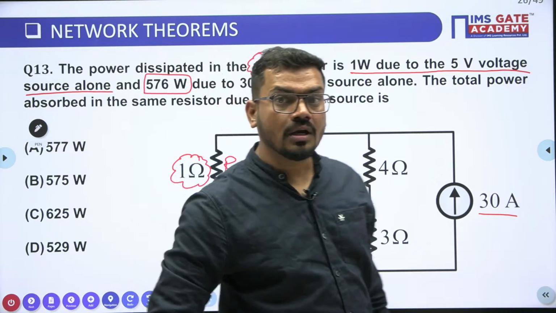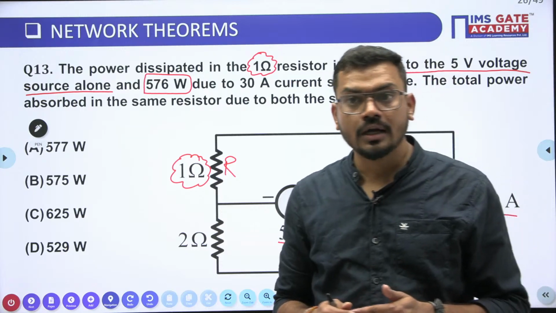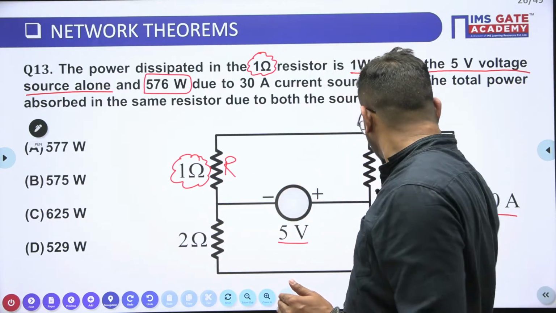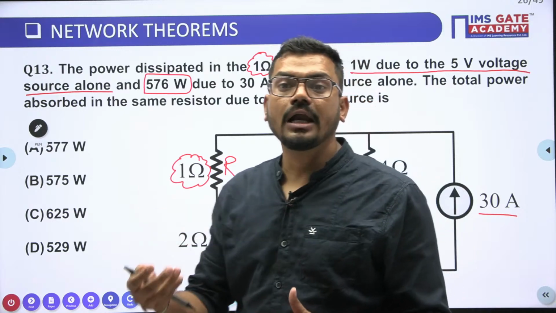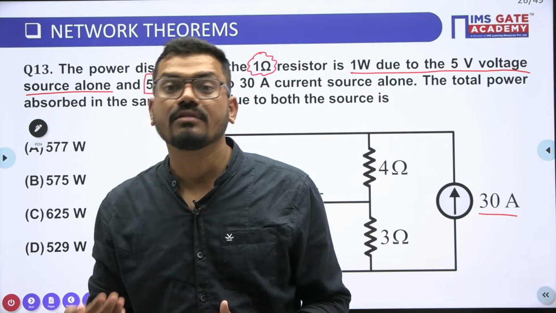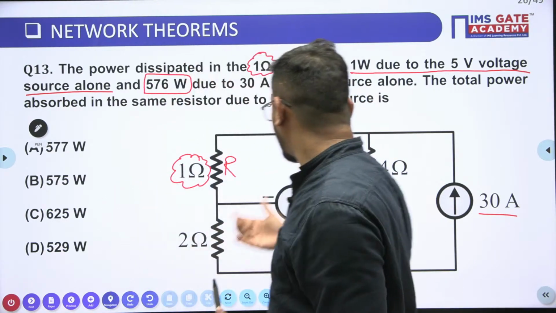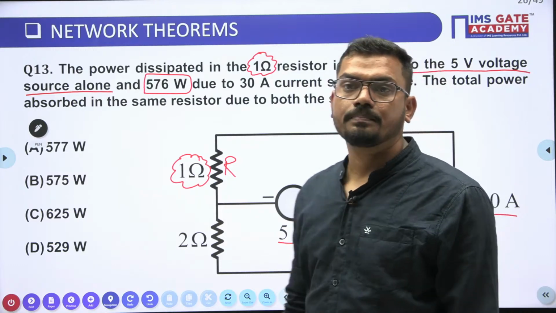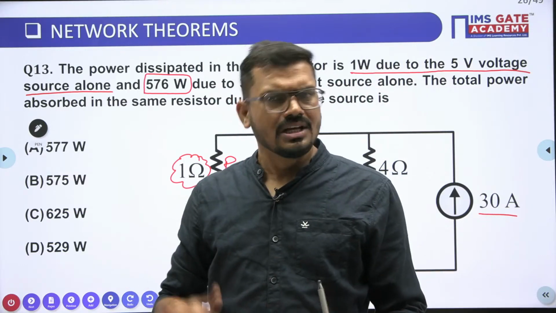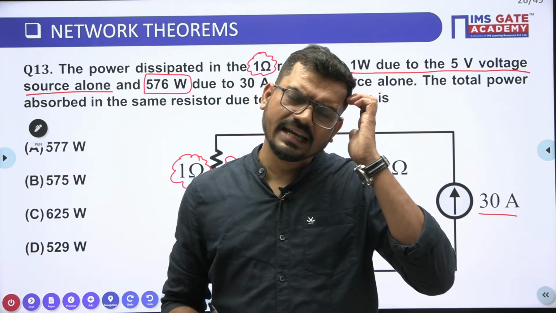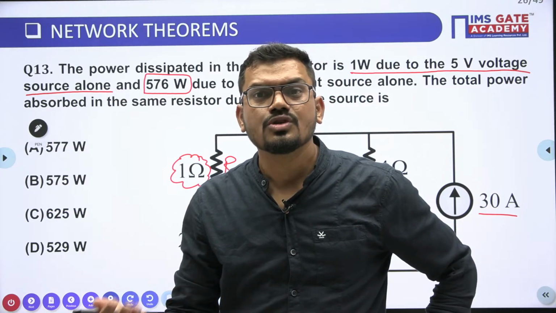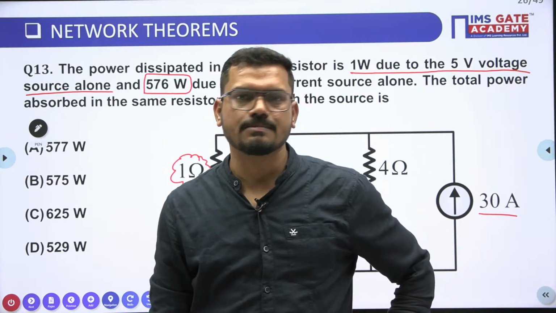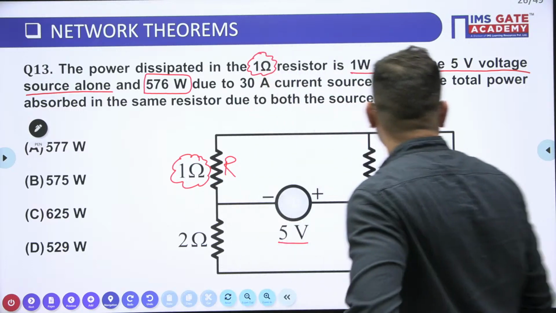in the same resistor due to both the sources is... What is the question? So again, the question is: when these two sources are acting simultaneously, just tell me the value of the power across this resistance, which is of 1 ohm. Is it clear? So again this is a question of the superposition principle, the additivity principle. So again we will do what?